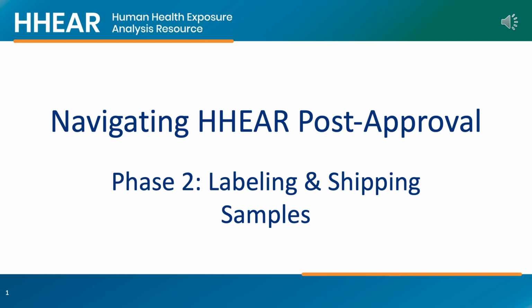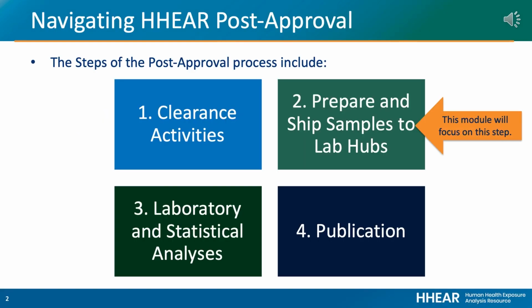Welcome to the Education module, Navigating HEAR Post-Approval, Phase 2, Labeling and Shipping Samples. As reviewed in the Post-Approval Overview, there are 4 main phases of the post-approval process. In this module, we will dig into the details of the second phase, which includes sample preparation, labeling, and shipment. This phase occurs after all clearance activities have been completed.